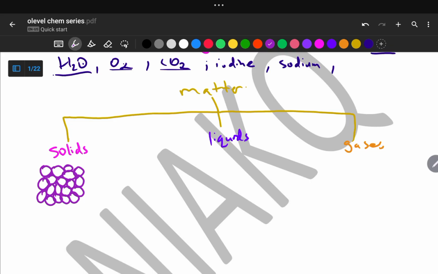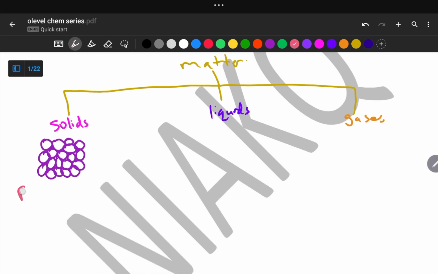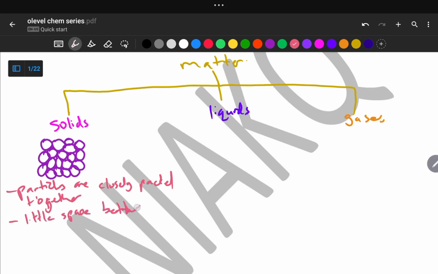So in the solid phase, the particles are closely packed together. This is the first appreciation of the solid phase. And then there is little space between the particles. We also know that the particles within the solid phase move by vibration.